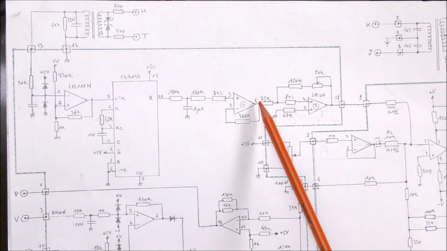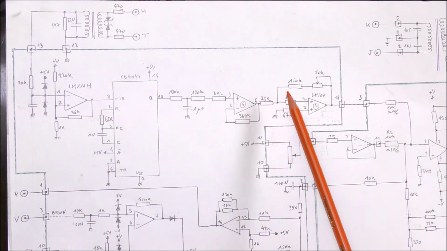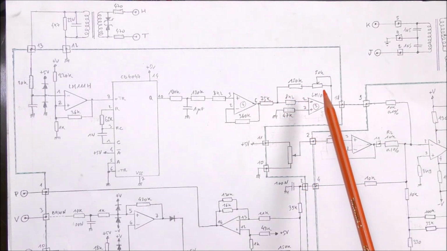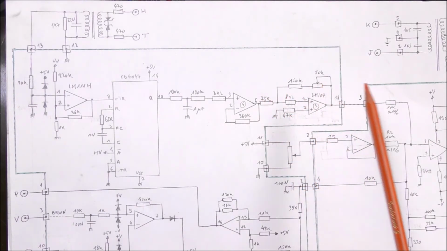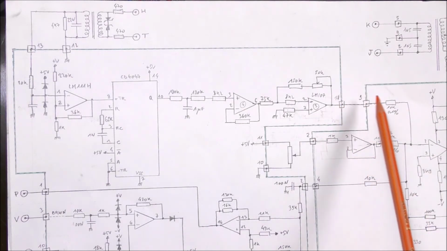And then the output of this buffer is fed to this inverting amplifier. The gain can be adjusted using this trimmer. And then this voltage is fed to the servo control loop.